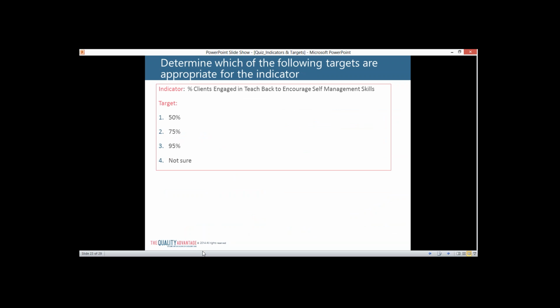So let's turn it over to you. I'd like you to look at these indicators and targets, options for targets, and determine which of the following targets are appropriate for the indicator that's listed here. I'll give you about 30 or 45 seconds to think about it and select one.